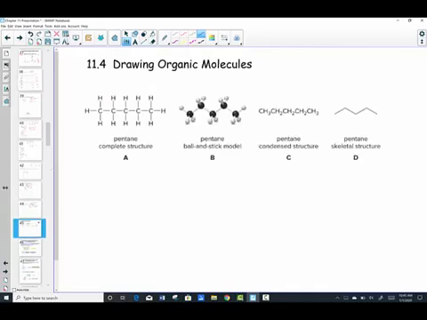I'm going to pause the lesson there. We're going to pick up with section 4, drawing organic molecules. When ready, come on back.